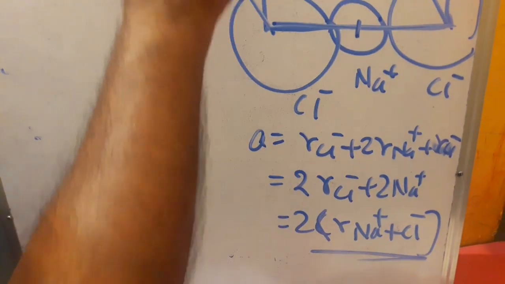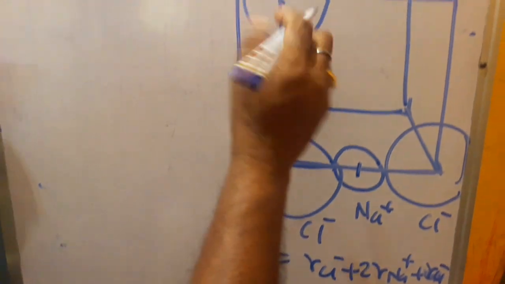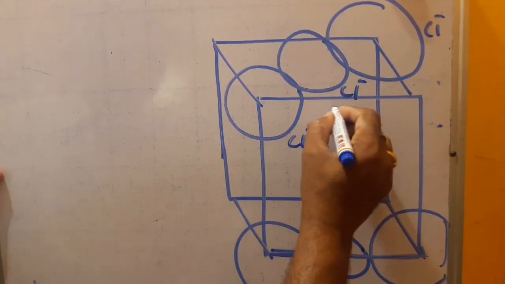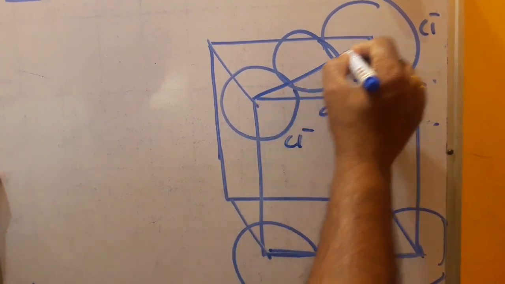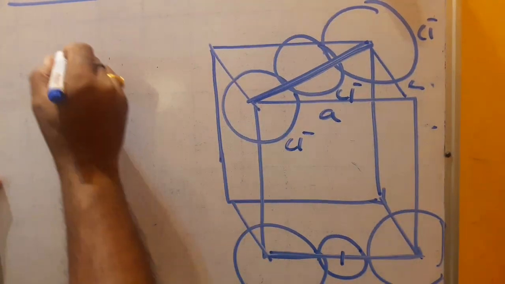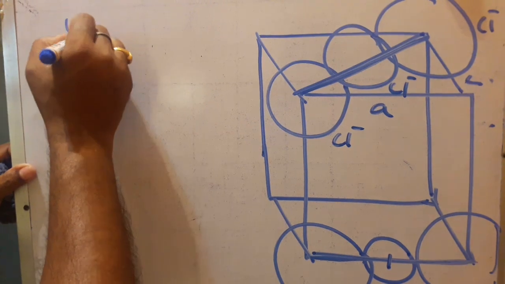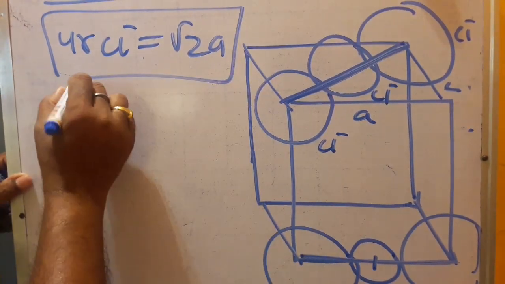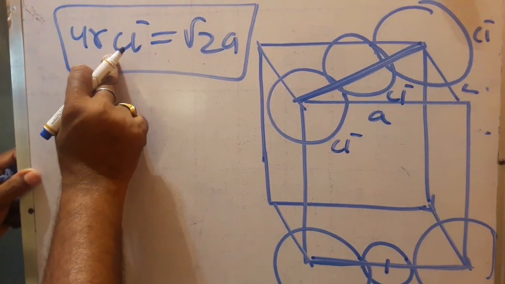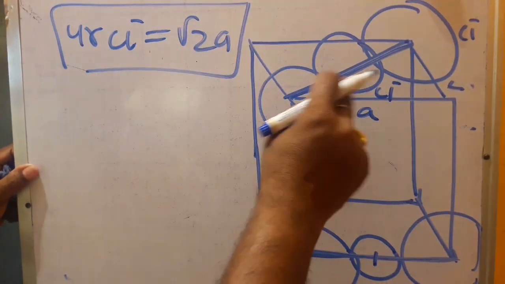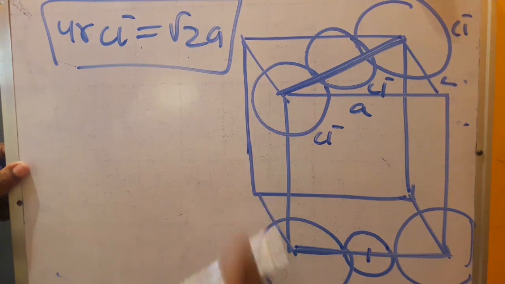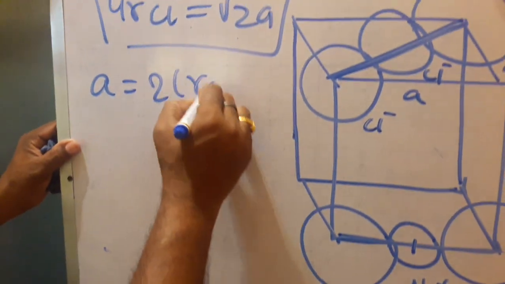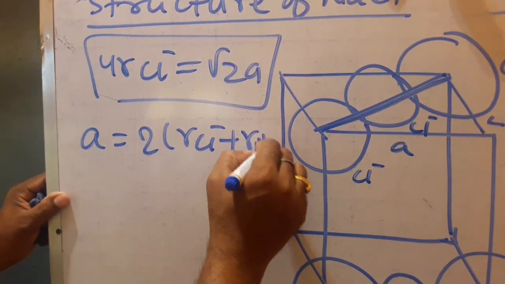Okay, and here one more thing you have to remember: if the Cl minus ions have CCP arrangement, and the edge length is A, then this is your face diagonal. We can say that 4 radius of Cl minus is equal to 2 into A. This is one fact. If only the radius of Cl minus ion is given, from it we can calculate the edge length, and from that we can also calculate the radius of Na plus ion, because A again is equal to 2 into (radius of Cl minus plus radius of Na plus).